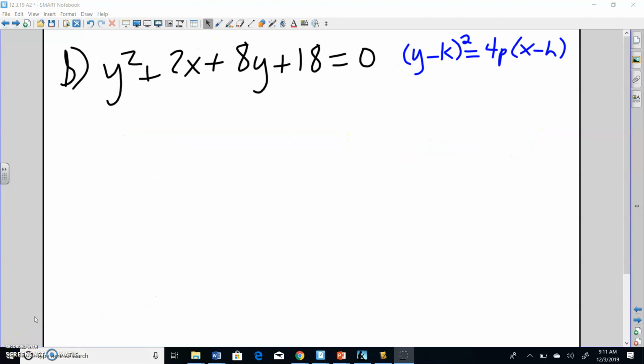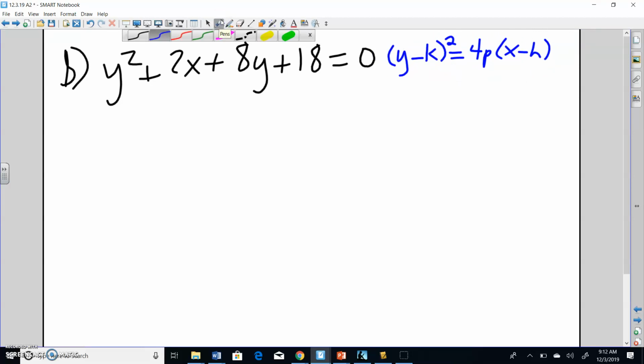The variable being squared is the one in parentheses in the equation. So y squared is on the left here, so I know I'm going to be using this standard form on the right. Same rules apply. We're going to complete the square for y now because y is the variable being squared. And this is an example of a parabola that will open left or right. We'll get into that later.